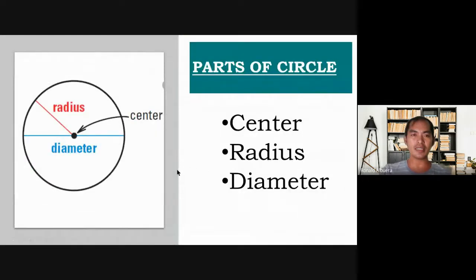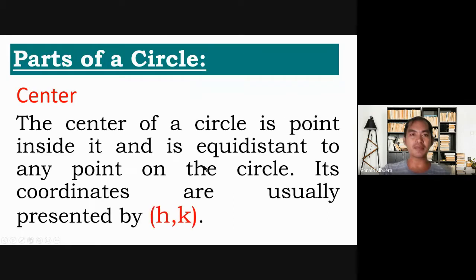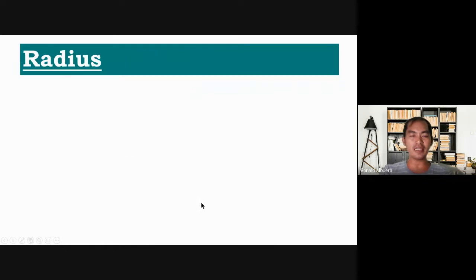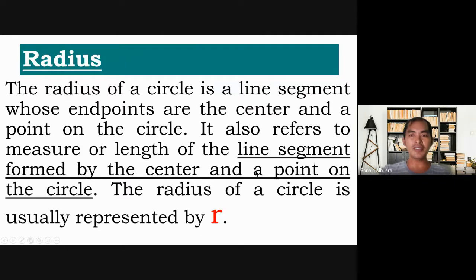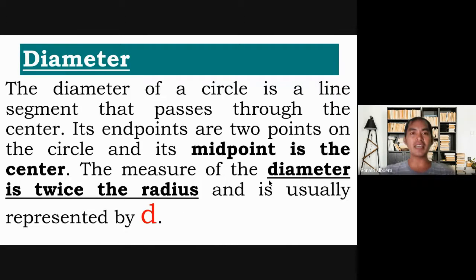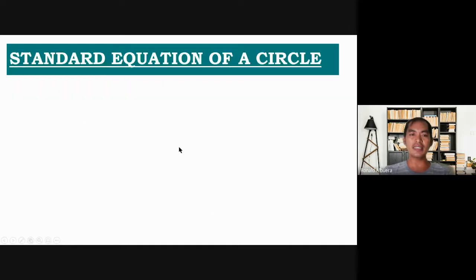Okay, I said that's the main parts of the circle. So the center is represented by hk. The radius is the line segment formed by the center and a point on the circle. It's represented by small letter r. The diameter is twice the radius. Center is the midpoint of the diameter.